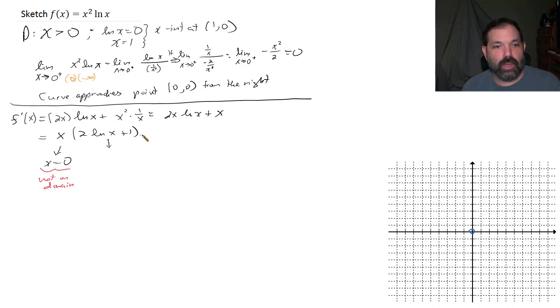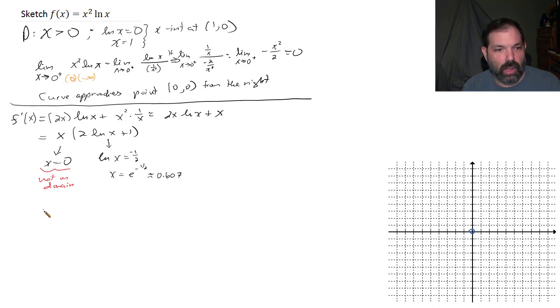2 natural log x plus 1, setting that equal to 0. Natural log x is negative 1/2. So then x is e to the negative 1/2. And that approximates as 0.607 approximately.